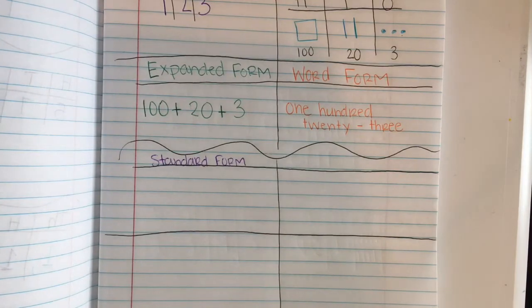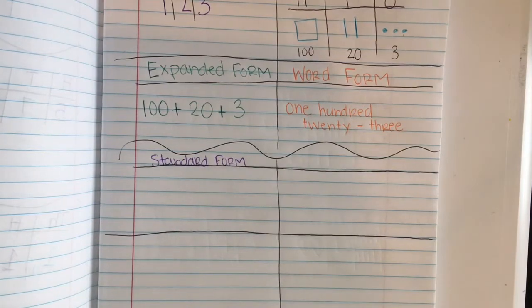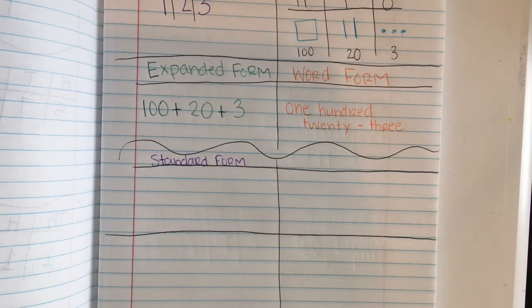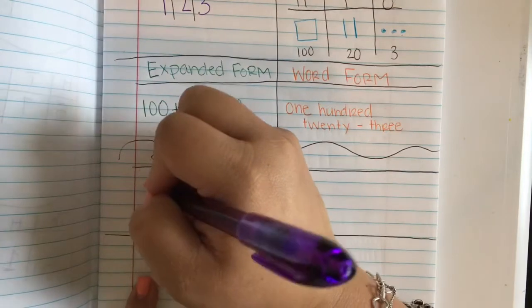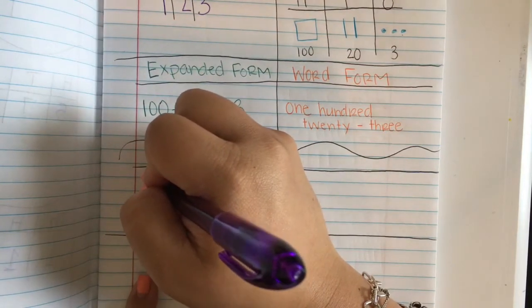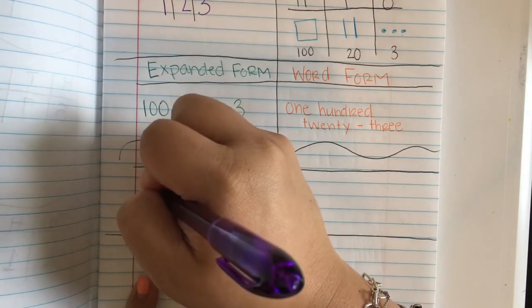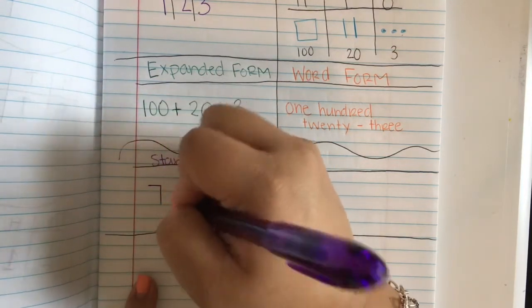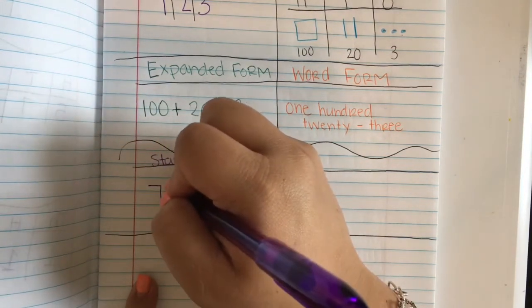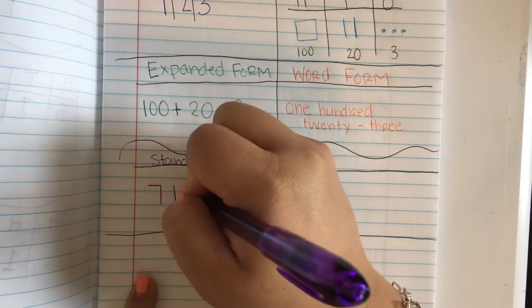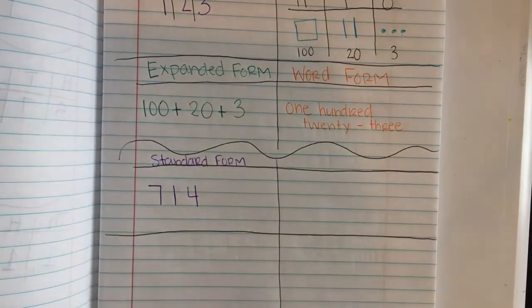Now this time I'm going to give us a greater number than 100. So this one's going to be a bigger number, but I know that we can do it. Let's do 700. We'll do 714. Okay. This is our standard number, 714. This is how we see a number regularly.